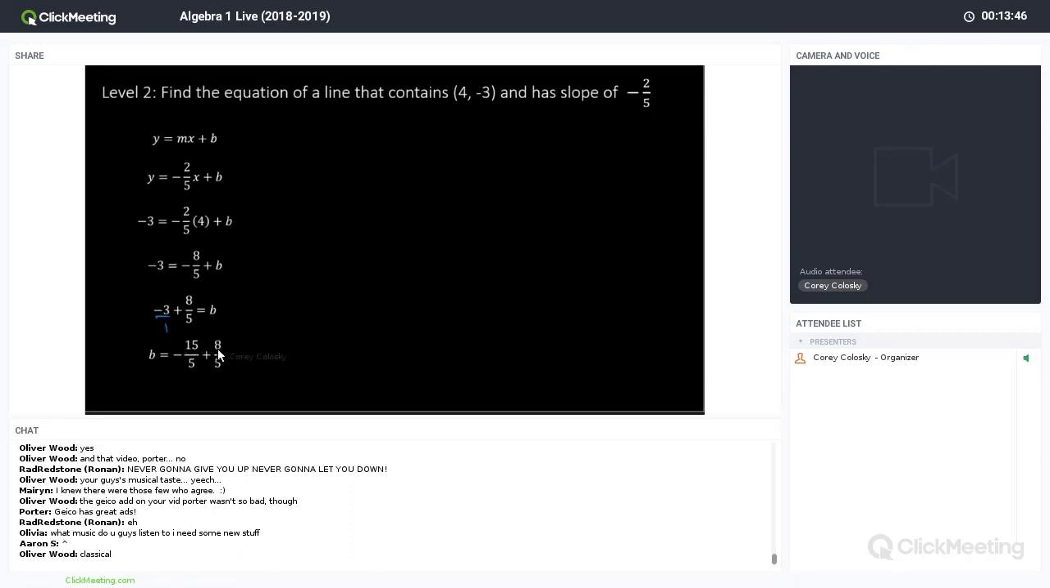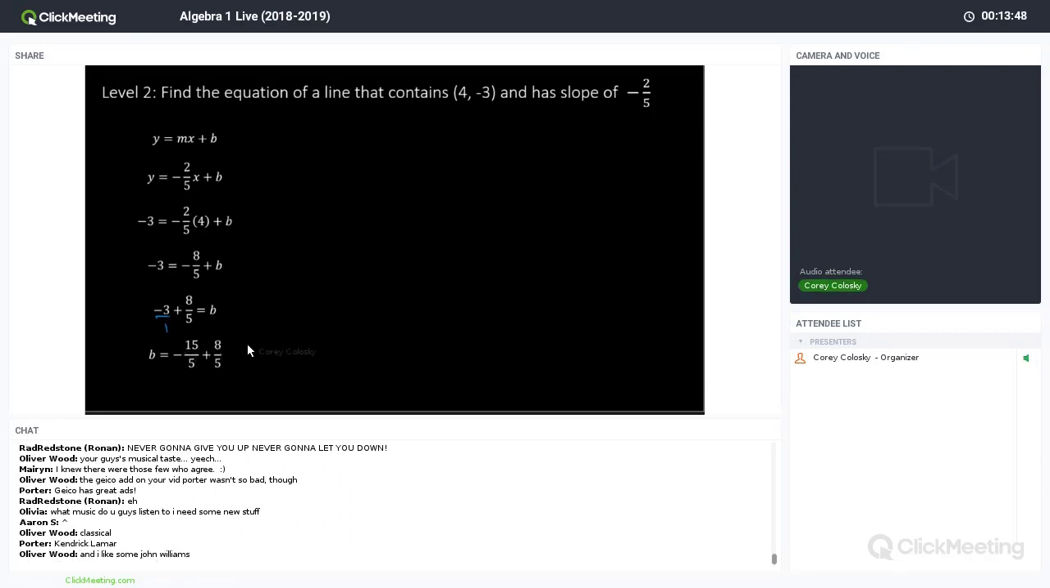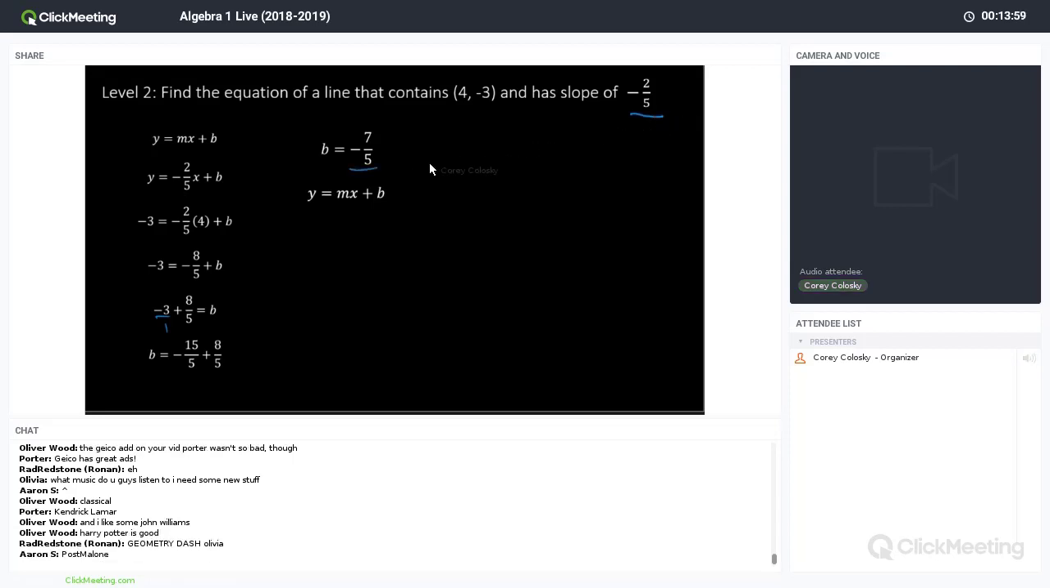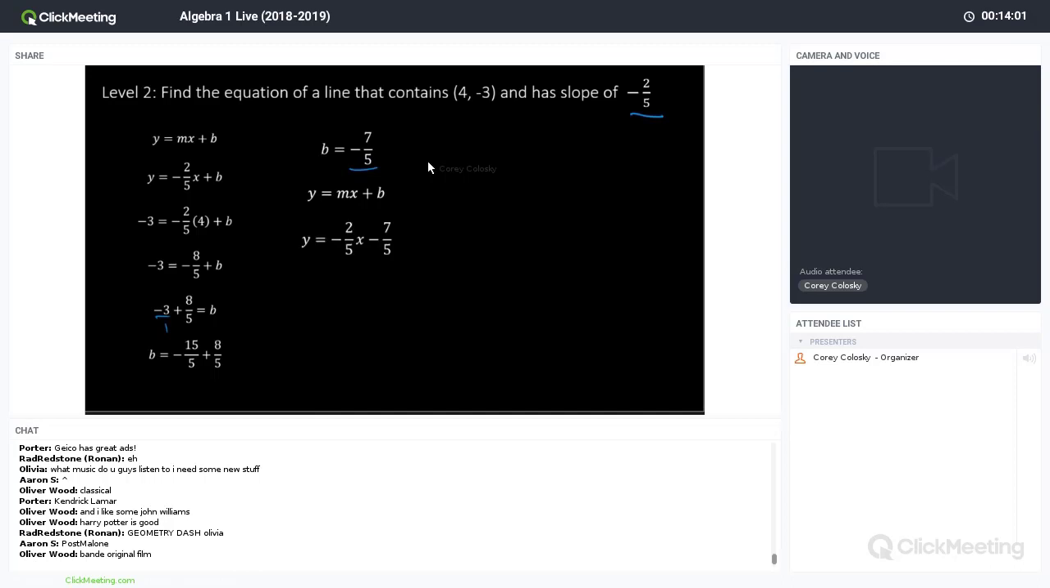So then now we have a common denominator. We can add -15 plus 8. That gives you -7/5. So now we have our b value. We can plug in the slope m and the y-intercept value, -7/5. We have -2/5 x minus 7/5.